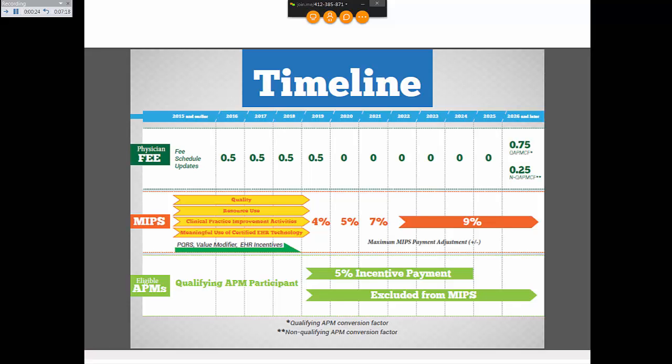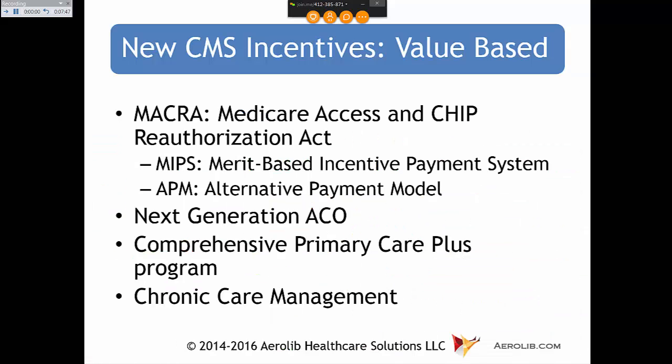The 4 components of MIPS include quality, resource use, clinical practice improvement activities, and then meaningful use of certified EHR technology. What we are doing through the LMS actually comes in under quality, documentation, and clinical practice, so there's an overlap with what the LMS offers. Again, resource use is the use of value-based testing and imaging, and that becomes part of the clinical and regulatory reviews.